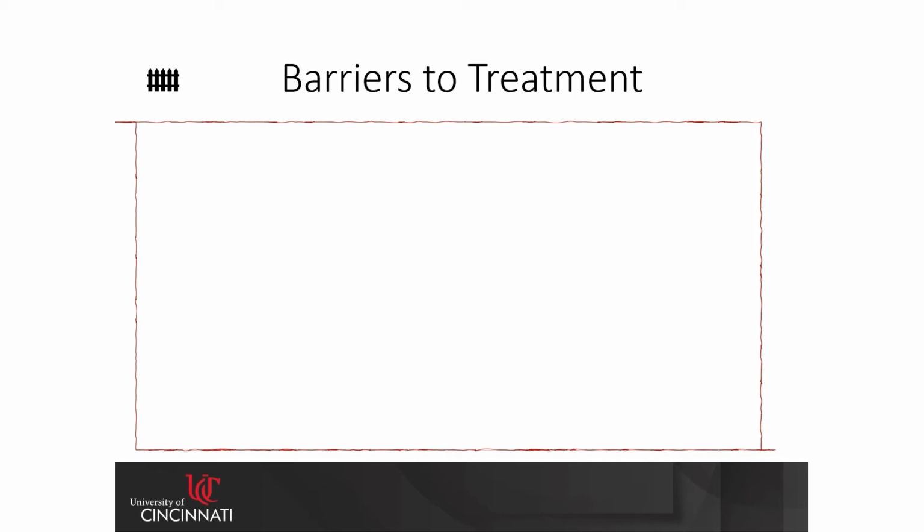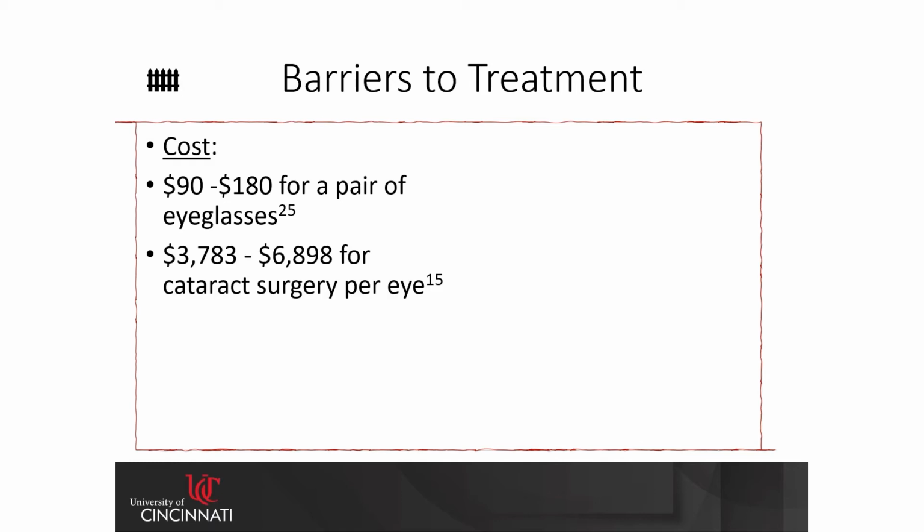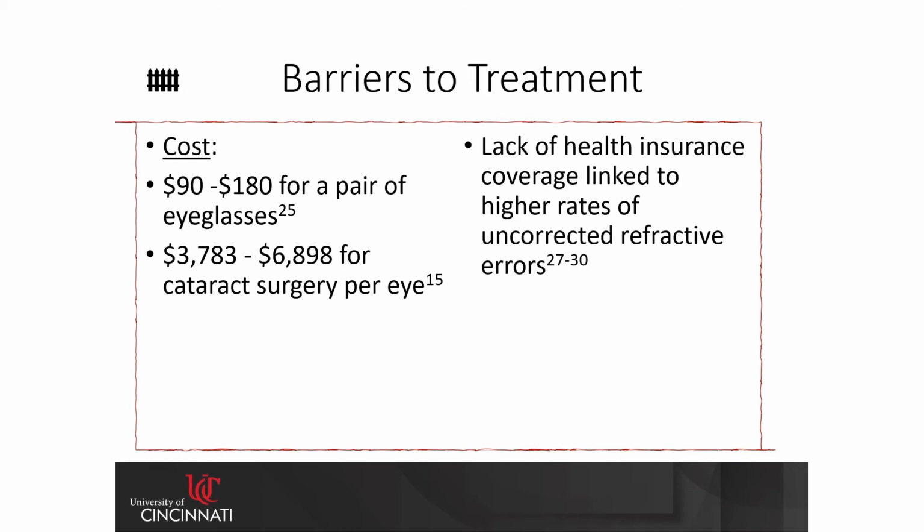Let's explore some potential barriers to treatment. In 2000, the estimated value for a set of eyeglasses varied between approximately $90 and $180. At the same time, the average cost of cataract surgery in the US in 2019 was well over $3,000. For patients with health insurance, there is typically minimal to no out-of-pocket pay. However, for patients without insurance, the financial burden can be prohibitive. In fact, the link between lacking insurance coverage and having inadequately treated refractive error or cataracts is well documented.